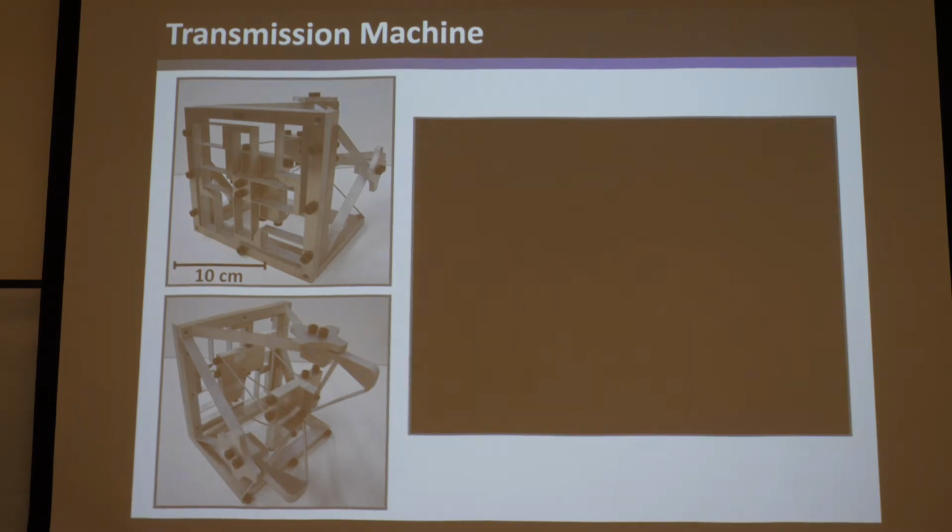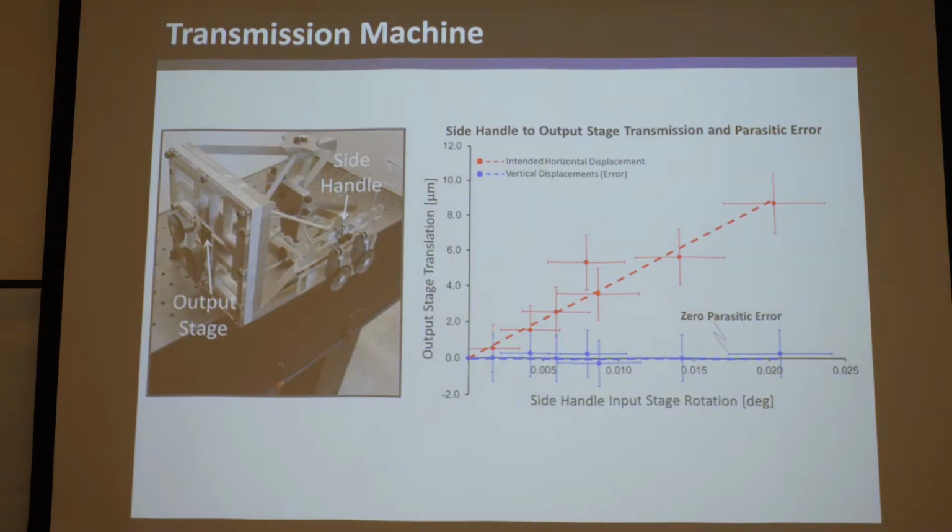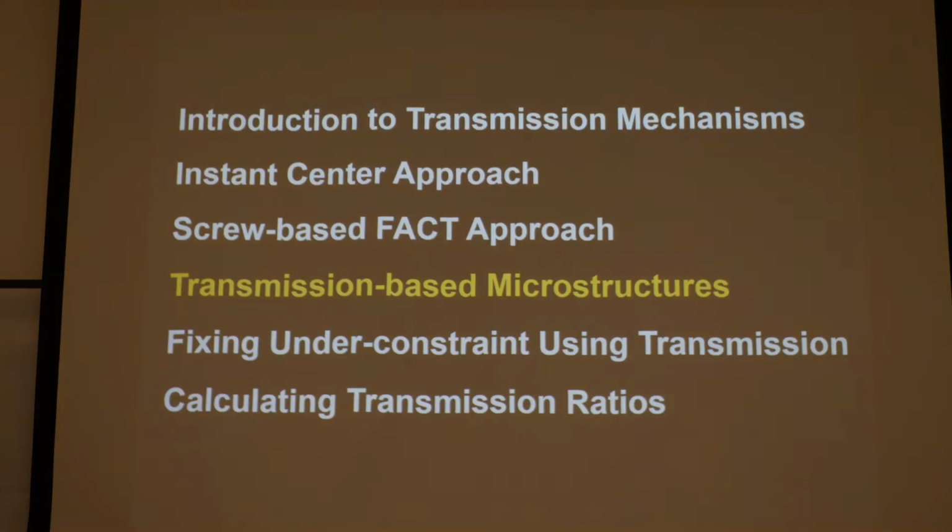So pretty cool. We actually did some rigorous actuation and testing and got measurements on it. You can see here side handle input rotation to output stage translation, and this one shows vertical displacement was not happening, and the horizontal one was too. So you can see how decoupled they were. That's experimental data. It worked beautifully, and you can do all sorts of neat things.